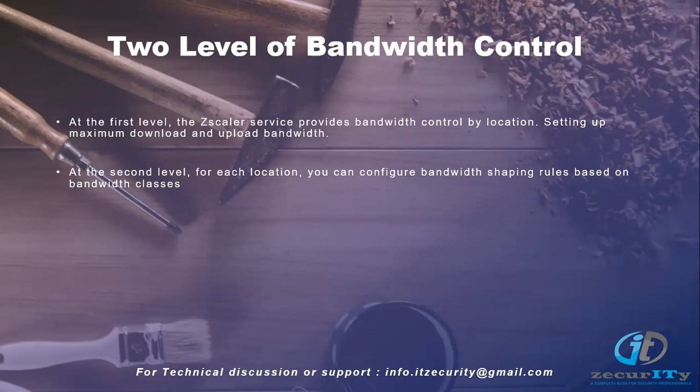The second level is you can configure bandwidth shaping rules based on the bandwidth classes such as web conferencing URL, VoIP, URL categories or application classes that you can define. You can define the bandwidth classes and apply those rules in the bandwidth control policies.